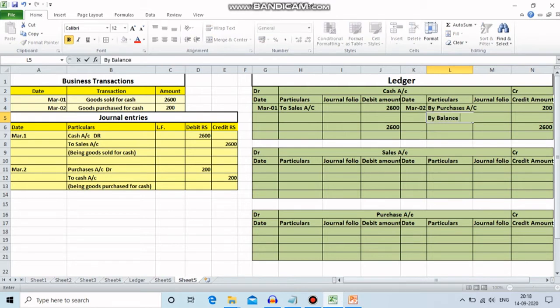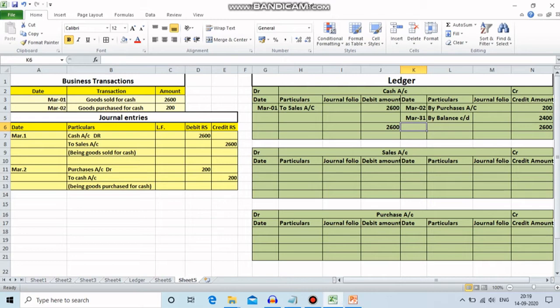We subtract the lesser amount from the higher amount and the difference amount is mentioned against "By balance carried down", that is 2400. Since we are balancing on the month end, we mention the month end date against balance carried down. Here I am mentioning March 31st.